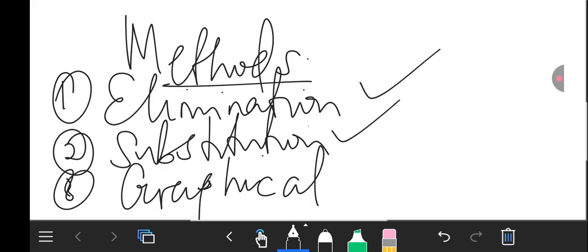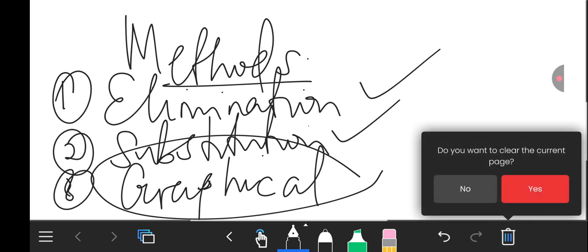Graphical is rarely examined. You will find in an exam they'll ask you, of course it will be an open question, solve the simultaneous equation, but you won't be provided with a graph whereby you can find the values they have asked you on a graph using graphical methods. So our main emphasis is on the elimination and substitution method.